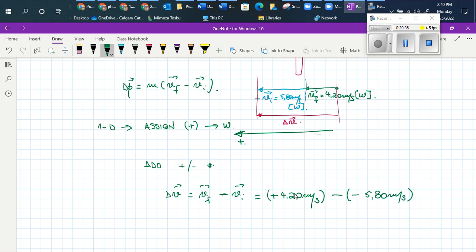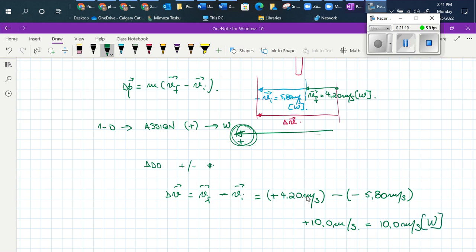Will be negative. So 4.20 and 5.80 in your calculator will be positive 10.0 meters per second. And what positive means in our situation is going west. So this is the same for our situation, since we are saying that the positive is going west, it is 10.0 meters per second going west.